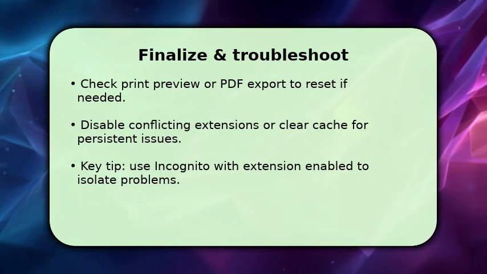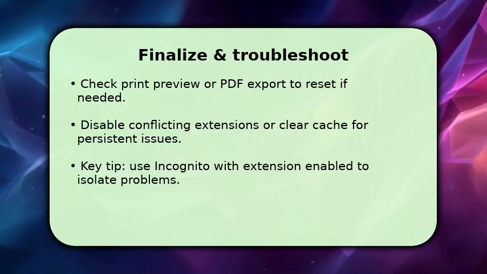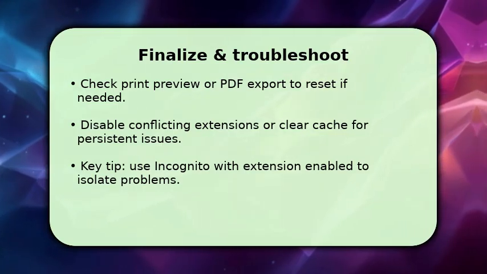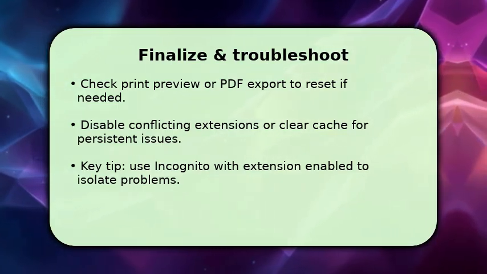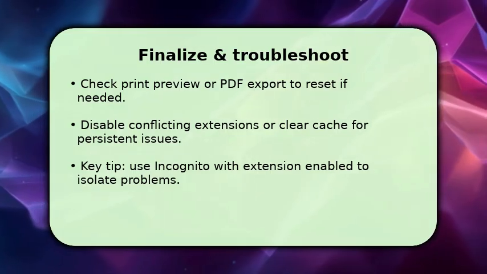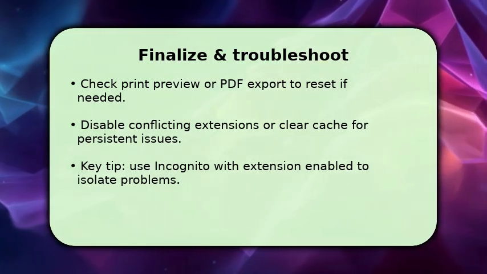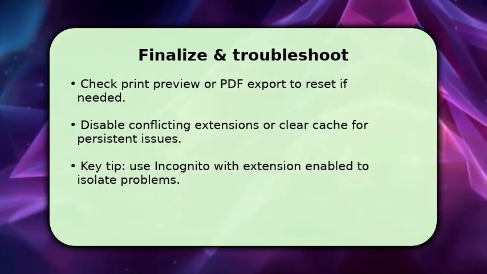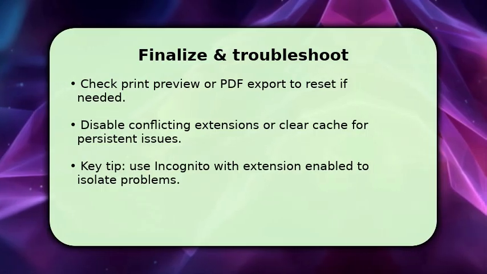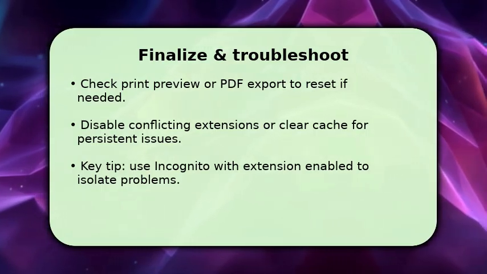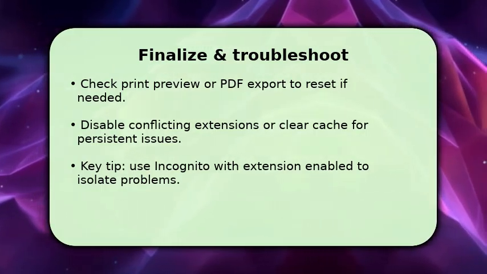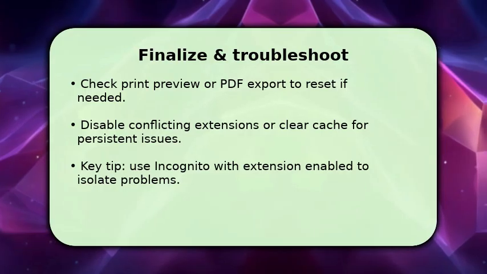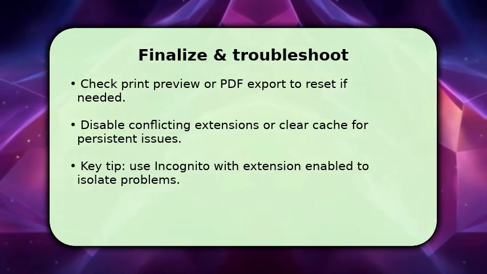You finish by verifying exports and edge cases. Open a document, check Print Preview and export to PDF because some dark filters don't carry over. If exports look wrong, temporarily disable the extension before exporting. If dark mode fails or flickers, disable other extensions that alter page styles and clear browser cache, then reload Docs. Once done, open an incognito window with only the dark mode extension enabled to isolate conflicts. This single troubleshooting step usually reveals the culprit fast.